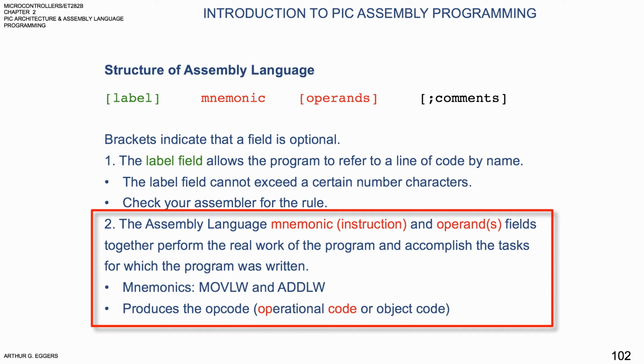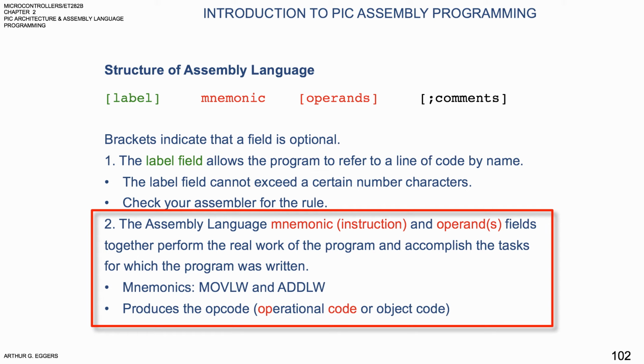In assembly language, statements such as move LW and add LW are your instructions to the CPU. Add LW and move LW are the mnemonics that produce the opcodes. If they were followed by 55H and 67H, then those would be the operands.